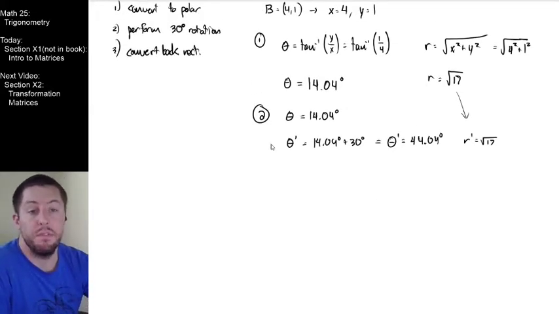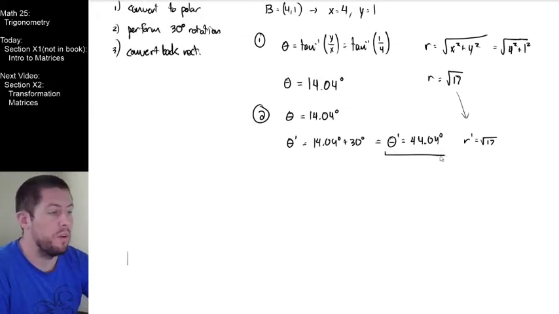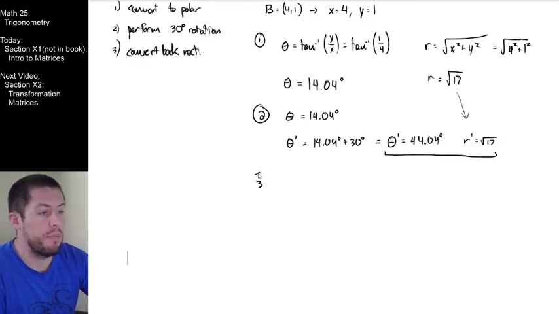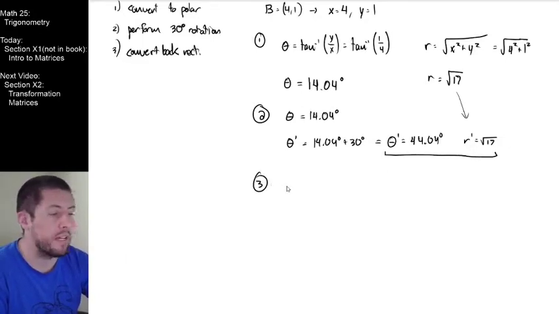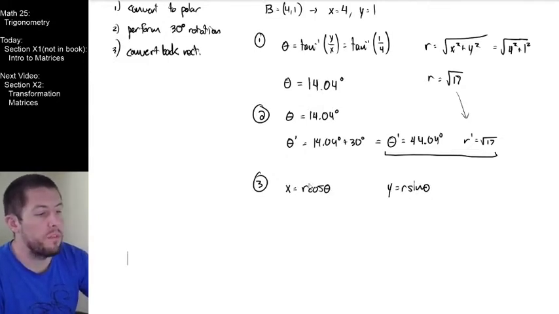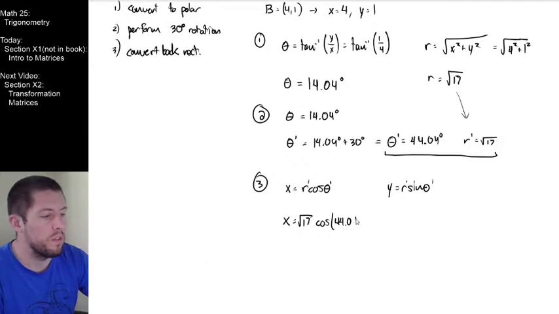So now let's go ahead and convert polar back to rectangular here. For step 3, I want to convert my polar back into rectangular form. I know that x equals r cos theta and that y equals r sine theta. But I'm thinking to myself, these are the primes that go on theirs now because we're using our new location in space. So this should be that x' is the square root of 17 times the cosine of 44.04 degrees, and that y' is the square root of 17 times the sine of 44.04 degrees.